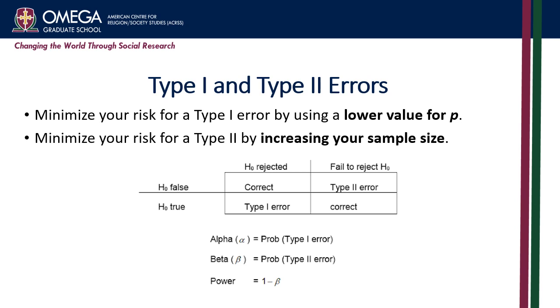There are some practical ways we can mitigate these errors of getting these false positives and false negatives. First, we can minimize the risk for a type 1 error by using a lower value for p. And we can minimize a type 2 error by increasing our sample size. So in other words, if we want to try to lower the type 1 error, we may have to make p even less than 0.05. So maybe p would be less than 0.01, and that would help us mitigate the risk of a type 1 error. A type 2 error can be mitigated by increasing sample size.